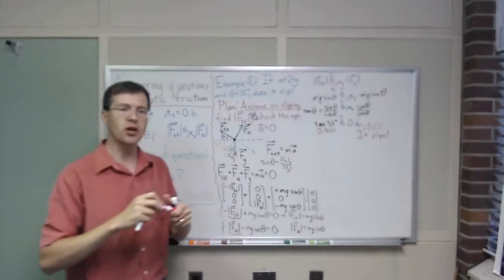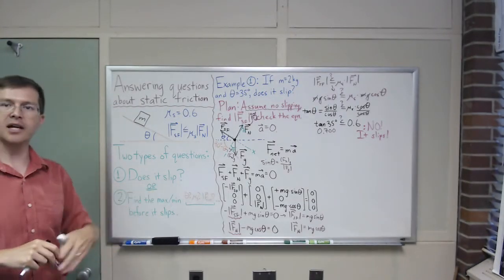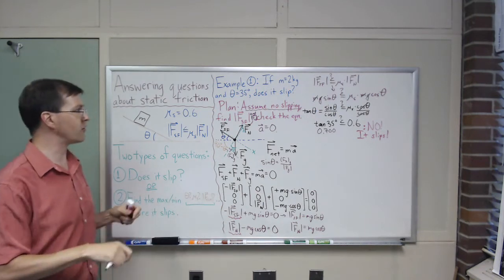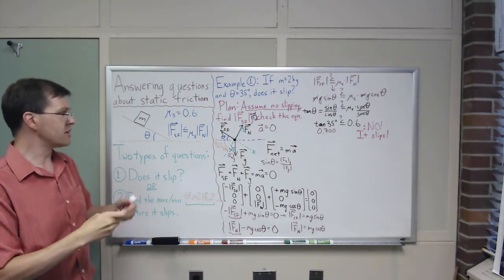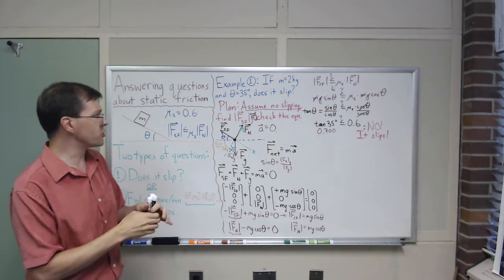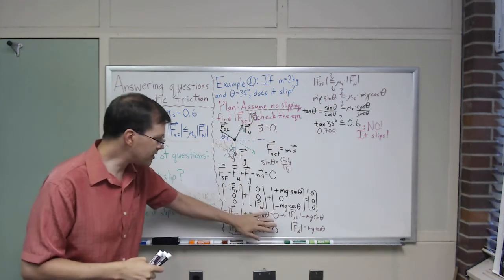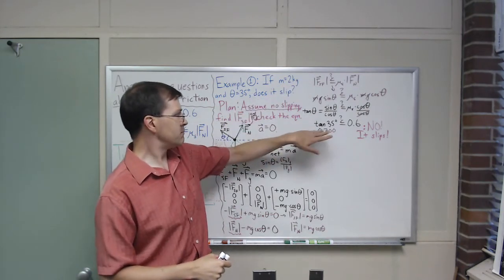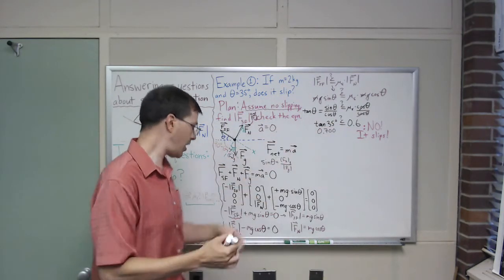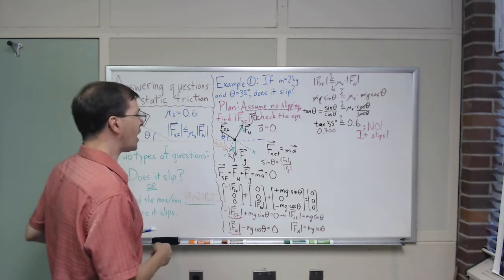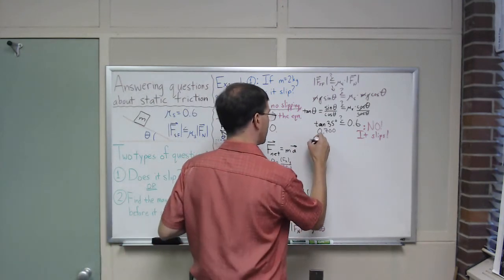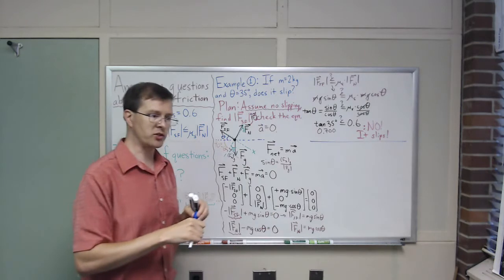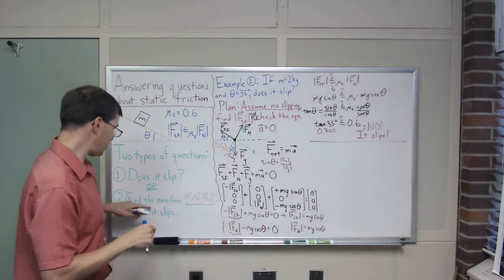So that's how you solve the does it slip type static friction question. You just go through, you assume it doesn't, find the static friction magnitude and the normal force magnitude, and then check it out. Does it slip? All right, got that. The other piece, then, the other version, we're going to be able to reuse a lot of this, is the type 2 thing.